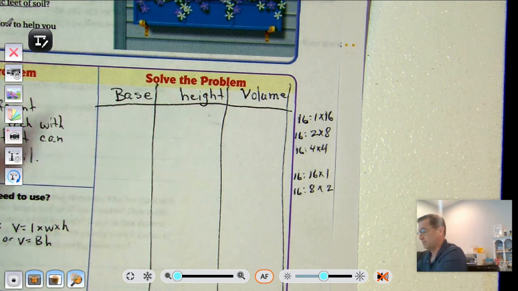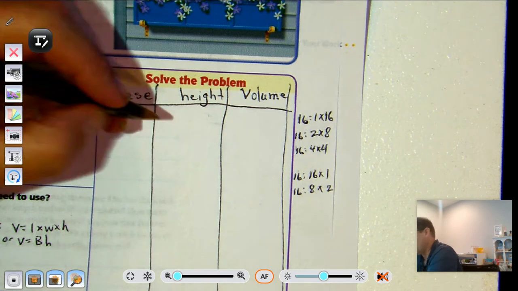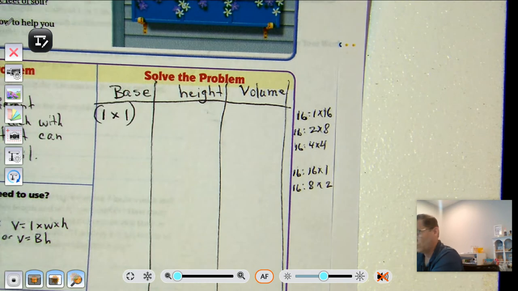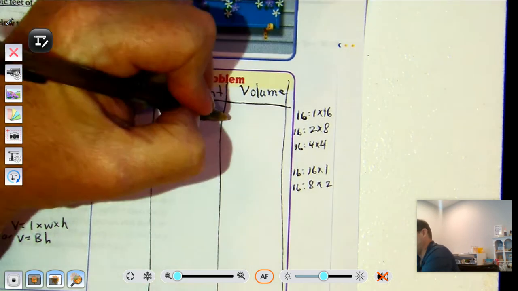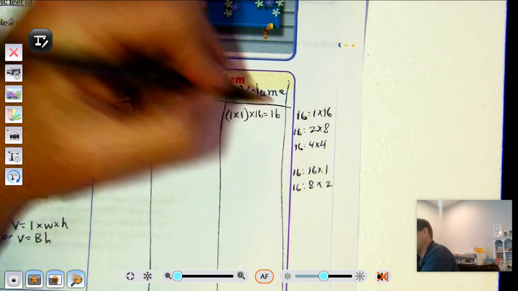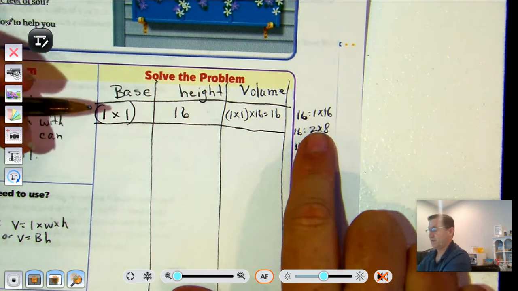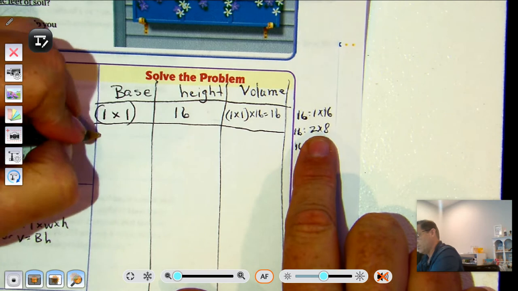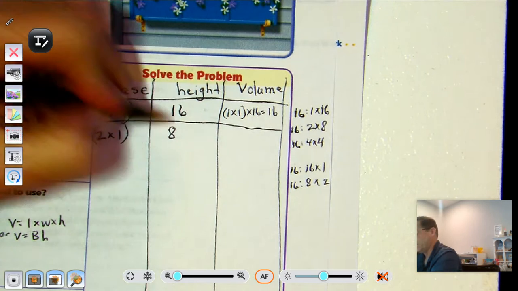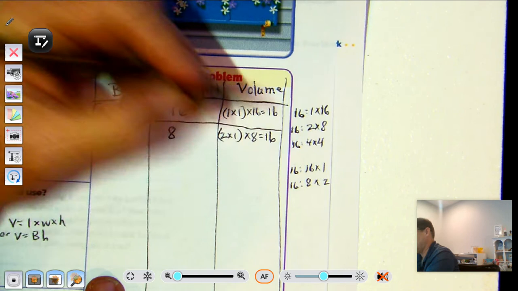Okay, so let's go ahead and start with the basic one, 1. If the base is 1, the only way to make 1 is 1 times 1. And so if the base is 1, the height must be 16. So 1 times 1 times 16 equals 16. Right? So that's one possibility. Let's go to the next one. If we have a base of 2, well, we know the only way to make 2 is 2 times 1, which means the height must be 8. So 2 times 1 times 8 is 16.